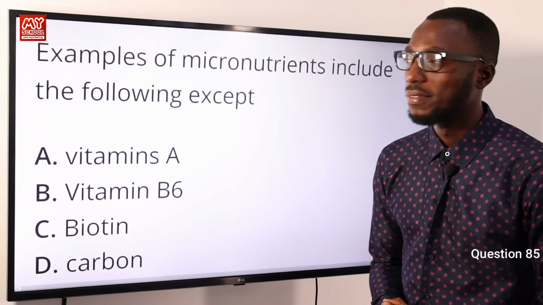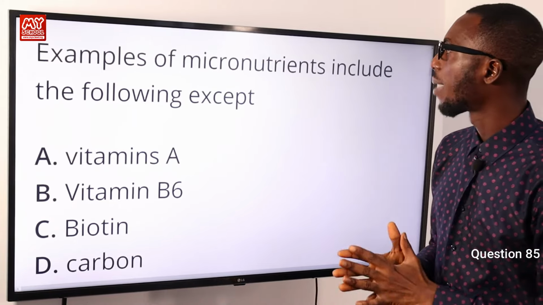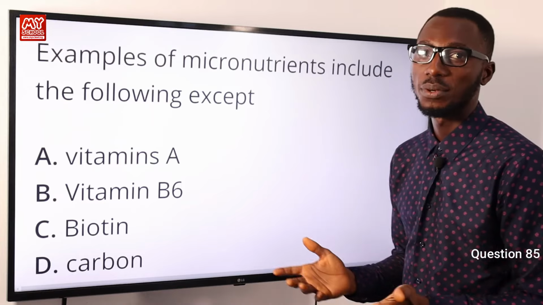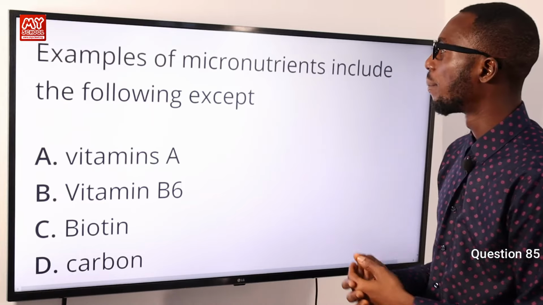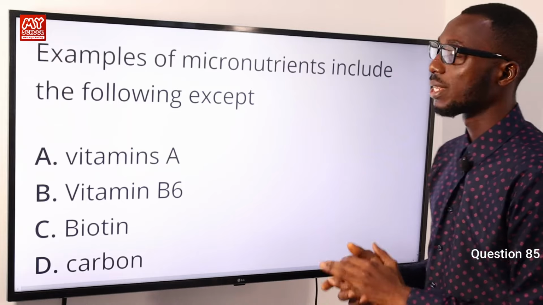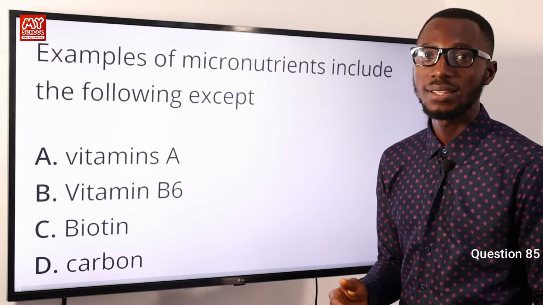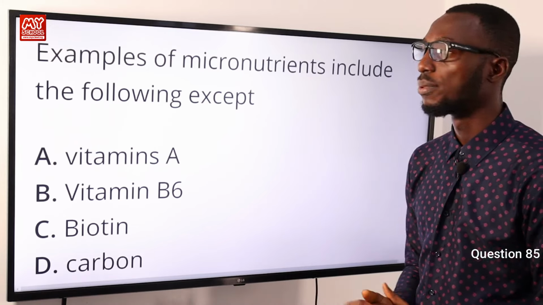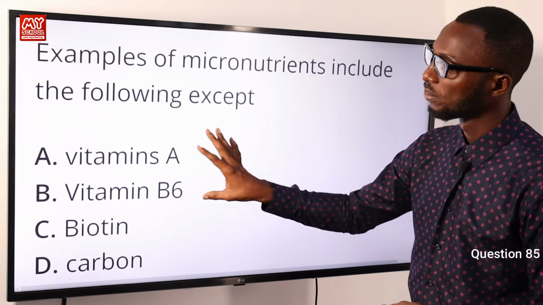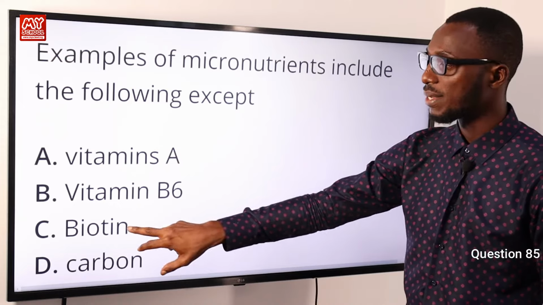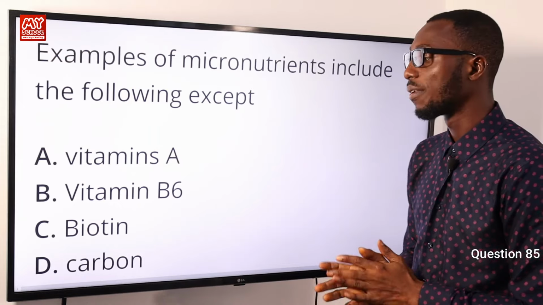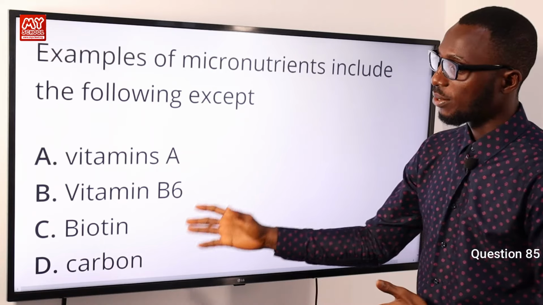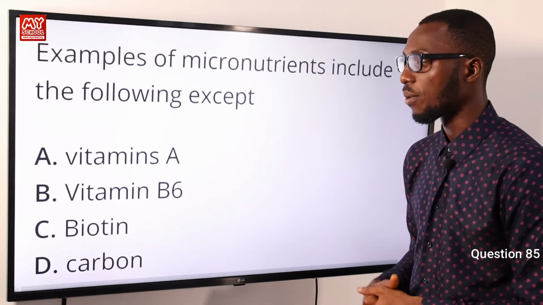Question 85. Examples of micronutrients include the following except what? Okay, so we can classify or divide micronutrients into four. We have the macro minerals, the trace minerals, and the water and fat soluble vitamins. So we have all of these as vitamins. Biotin can also be referred to as vitamin H. So the only exception we have here is D for carbon.